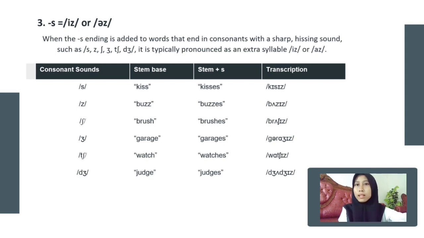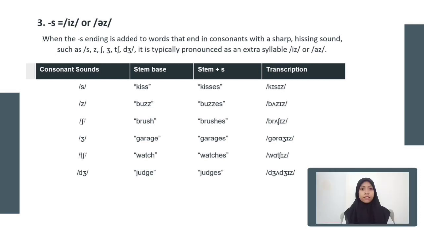The next, zh, consonant sound, garage, stem base grass, stem plus S, grasses, transcription grasses. The next is consonant sound ch, stem base watch, stem plus S, watches, and the transcription watches. And the last one is consonant sound j, stem base judge, stem plus S, judges, and the transcription is judges.